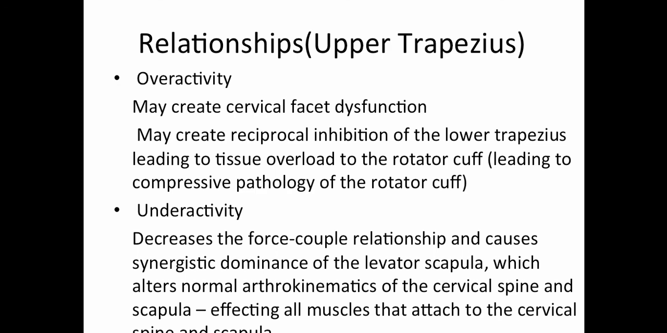It may also create reciprocal inhibition of the lower trapezius, leading to tissue overload to the rotator cuff that will ultimately lead to compressive pathology of the rotator cuff. Underactivity of the upper trapezius can decrease the force couple relationships and cause synergistic dominance of the levator scapula, which alters the normal arthrokinematics of the cervical spine and the scapula. This will affect all muscles that attach to the cervical spine and the scapula.